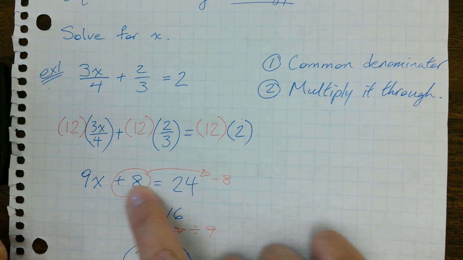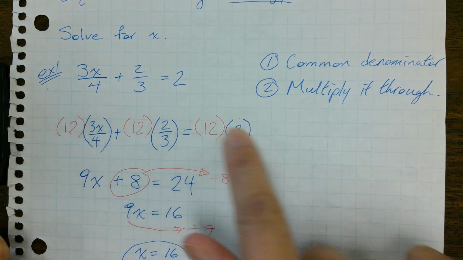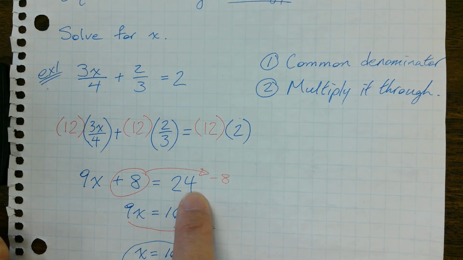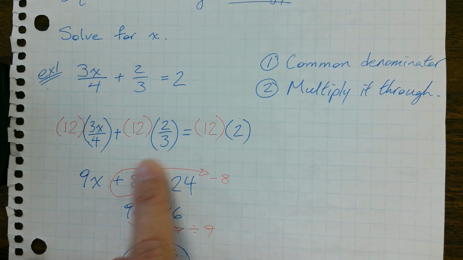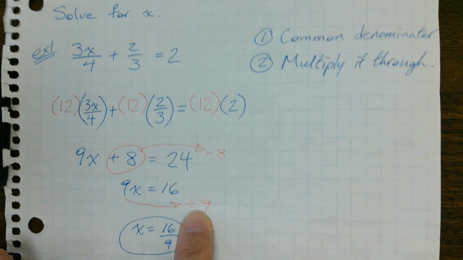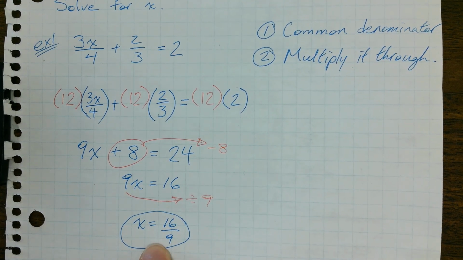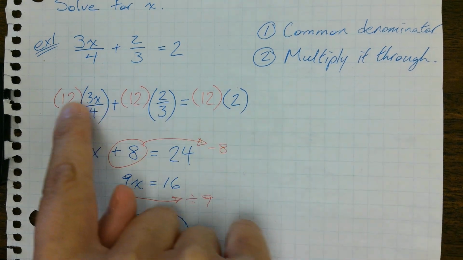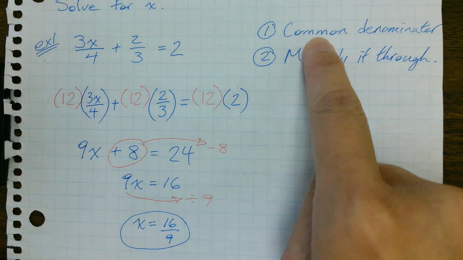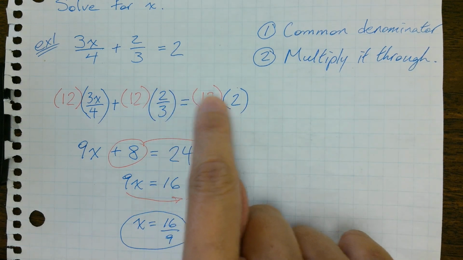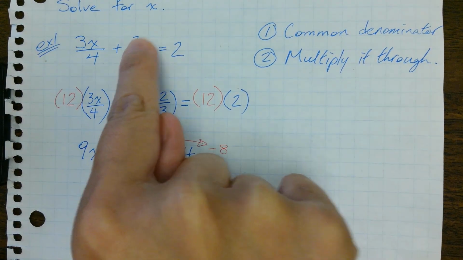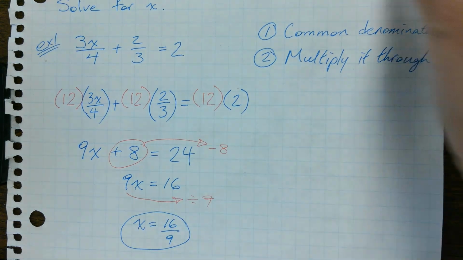12 times 2, you get 24. So right here, just like that, you got rid of all the fractions and you're left with an equation that you're used to seeing. So 9x plus 8 equals 24. Move that 8 over, divide by 9. You get your answer x equals 16 over 9. Okay, so the only new step is this right here, where you find the lowest common denominator and multiply it through. Don't forget when you multiply every single term, even the right side.